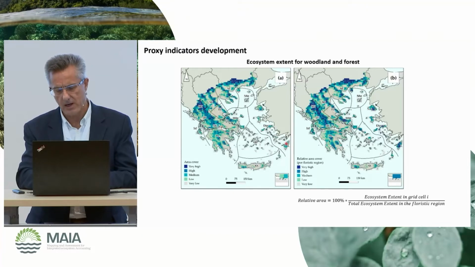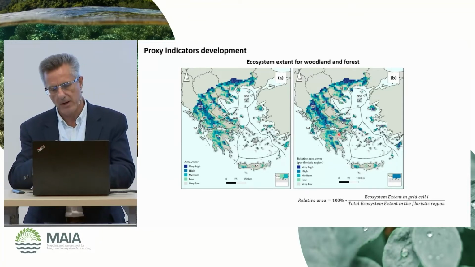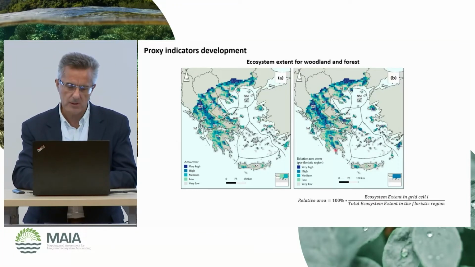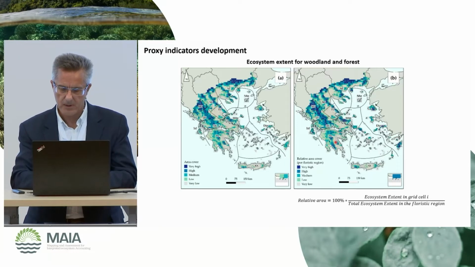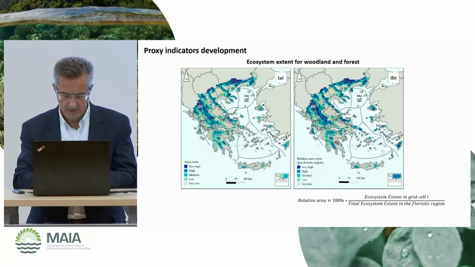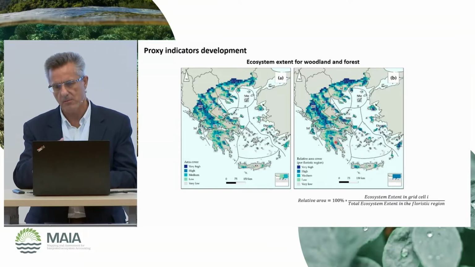And this is the relative area cover per floristic region, which means the woodland and forest in Peloponnesos, taking into consideration the ecosystem extent in each grid cell compared to the total ecosystem extent in a floristic region. So in Peloponnesos, you see that for each cell, here it is a 10 by 10 grid cell, and this information is based on Corine.